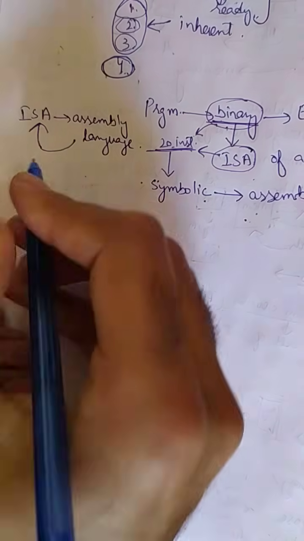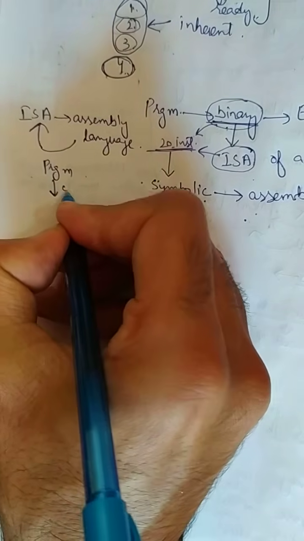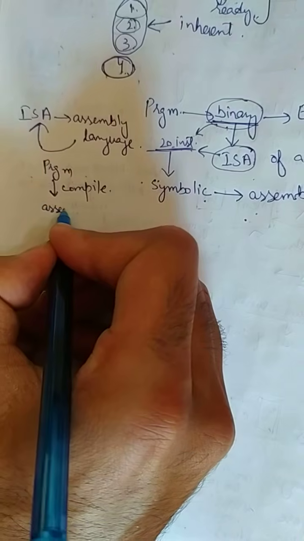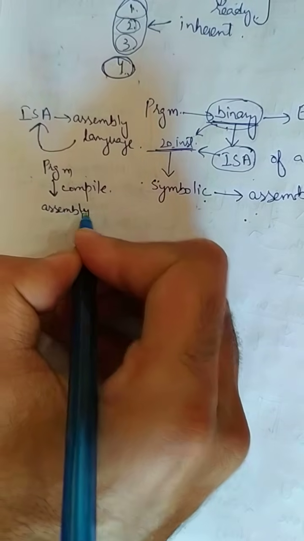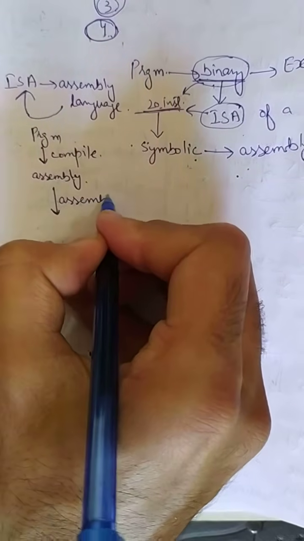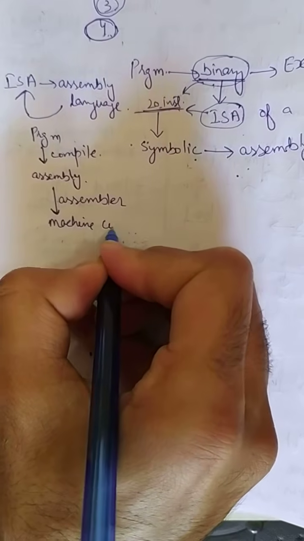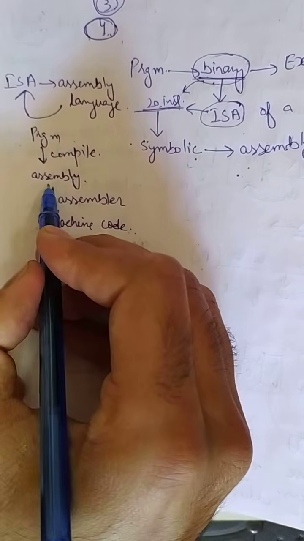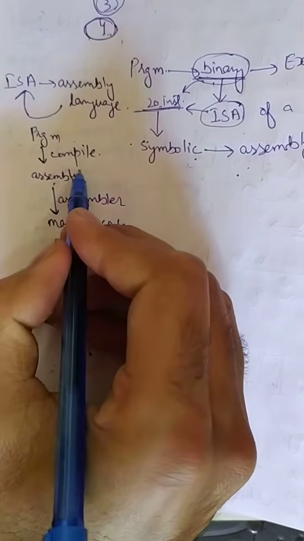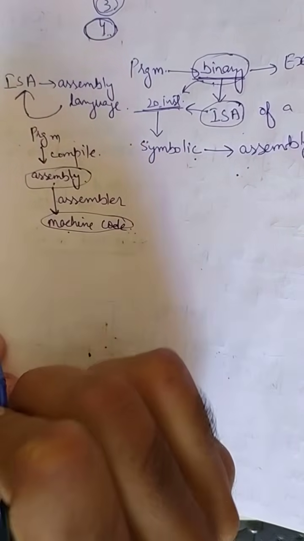And when we have a program, we first compile that program, and it will give us an assembly program, and then we use another software called assembler to convert this assembly program into machine code or binary instructions. As I said, assembly instruction and machine instruction has a one-to-one mapping. Each assembly instruction is converted to one machine instruction.